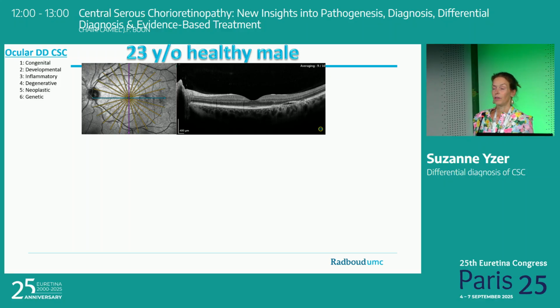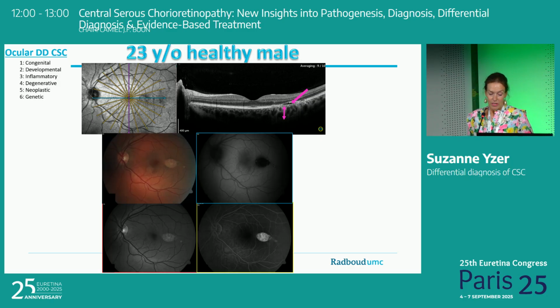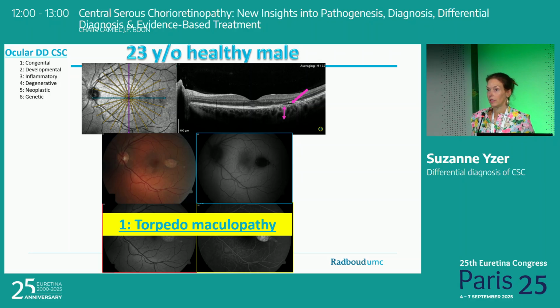The first example is of a 23-year-old healthy male who was seen by us because of glaucoma in his family. So he was just there for glaucoma screening. And subretinal fluid was seen. Multimodal imaging was performed because of the presence of subretinal fluid and these changes in the choroid seen on the OCT. But if you look at the fundus photo, so just by fundoscopy, the diagnosis is already clear. This is torpedo maculopathy. This is congenital, and the patient is not experiencing any problems. And this is something that's stable and will be like this for the rest of his life.